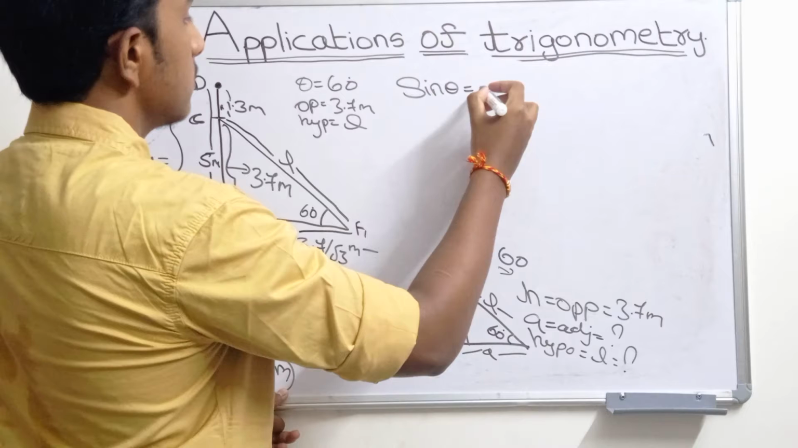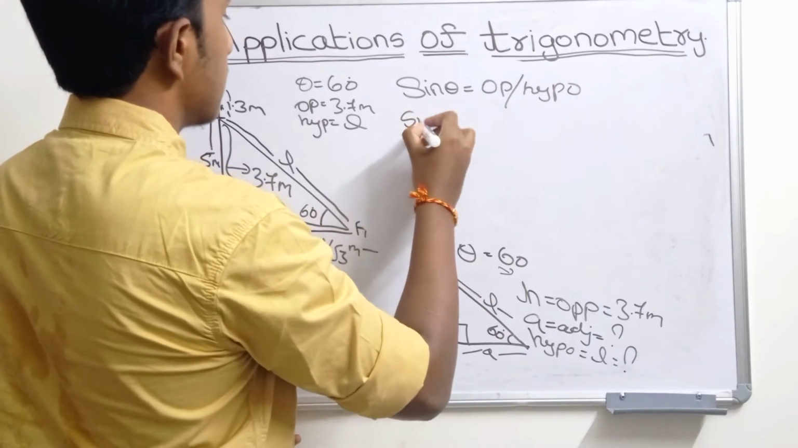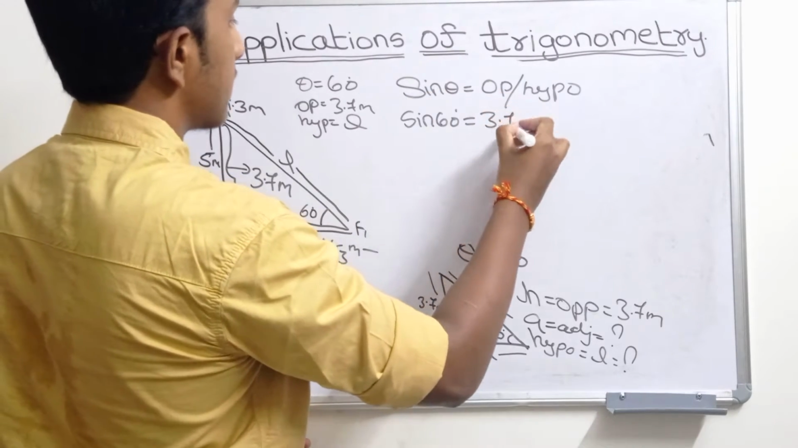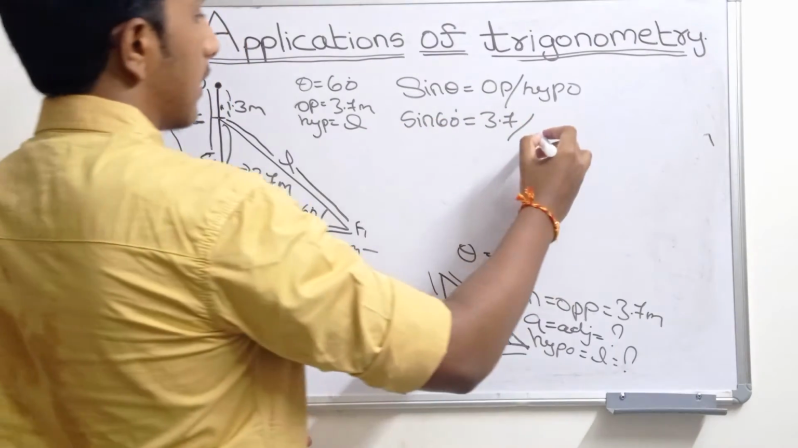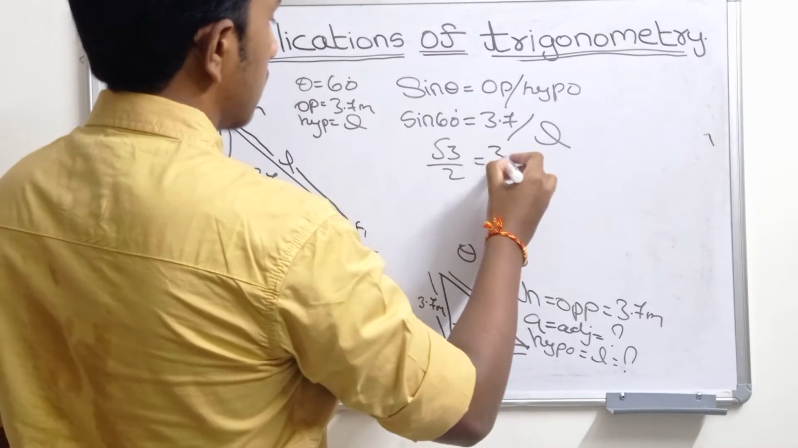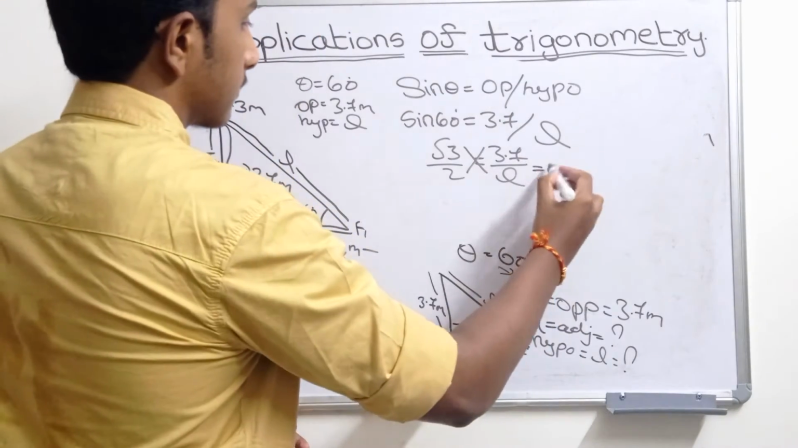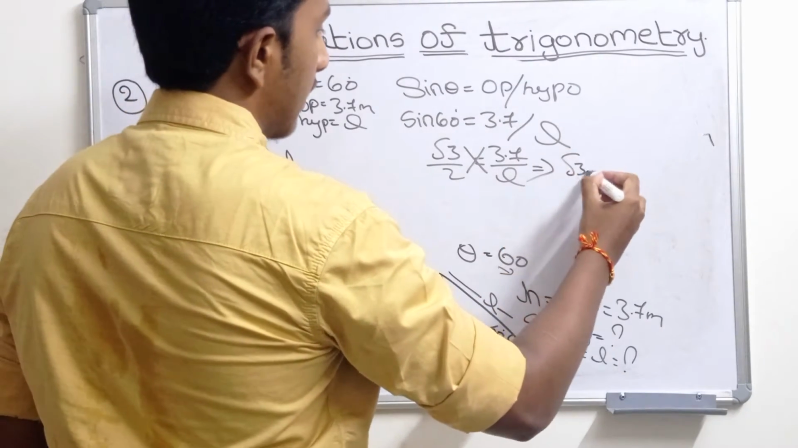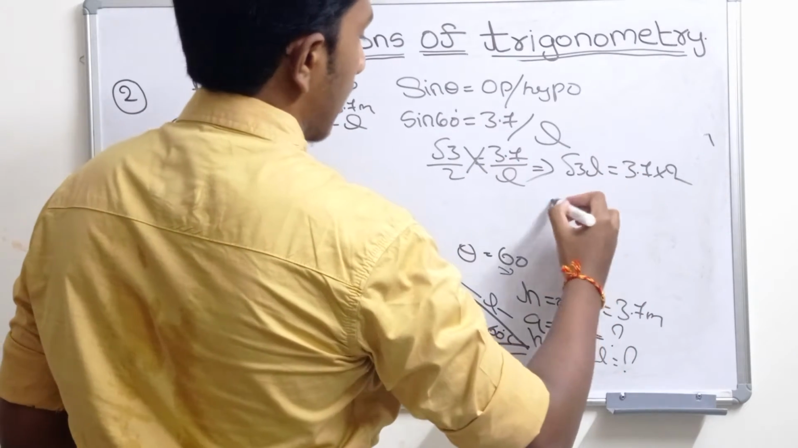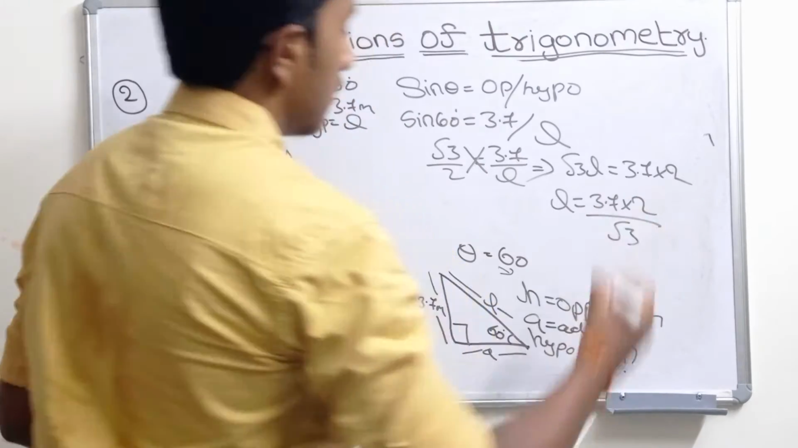Sin theta is equal to opposite by hypotenuse. Sin 60 degrees is equal to opposite, 3.7 meters, over hypotenuse, L. Root 3 by 2 is equal to 3.7 by L. So we'll go with the cross multiplication. Root 3 L is equal to 3.7 into 2, and L is equal to 3.7 into 2 by root 3.